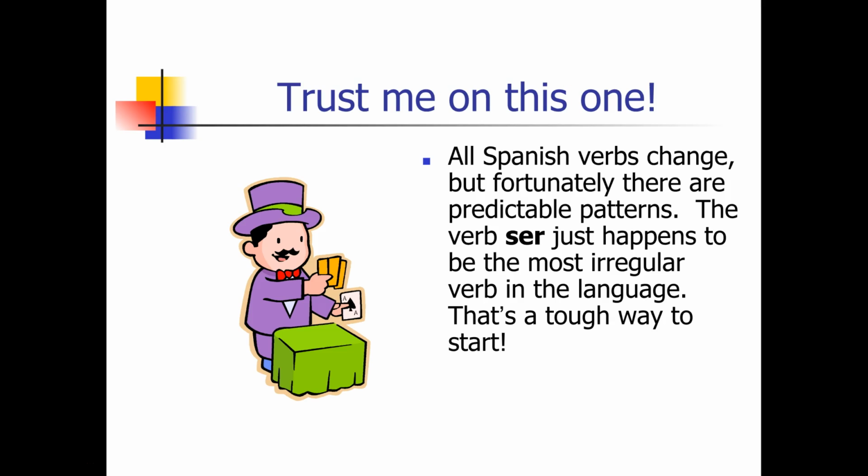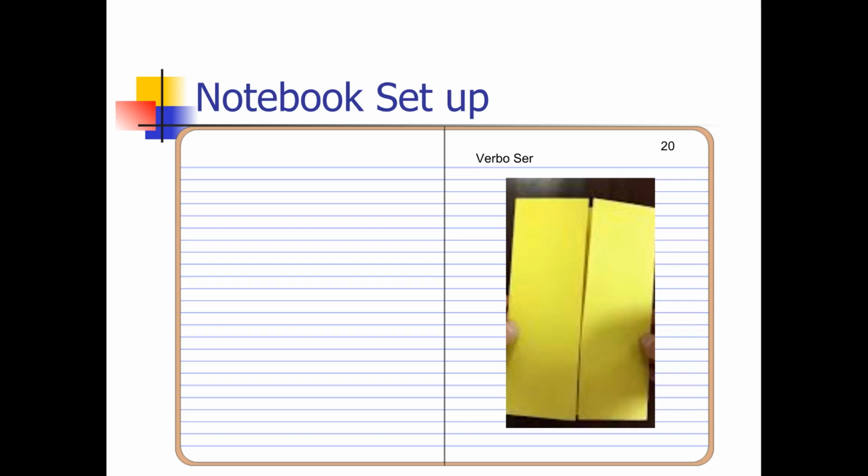Now, one of the big things about the verbo ser is that it is irregular. And most verbs in Spanish do have that typical predictable pattern, but ser doesn't, and it's actually the most irregular verb in the language. So this being one of our big major verbs, it's a really tough way to start, but I know we can all handle it.